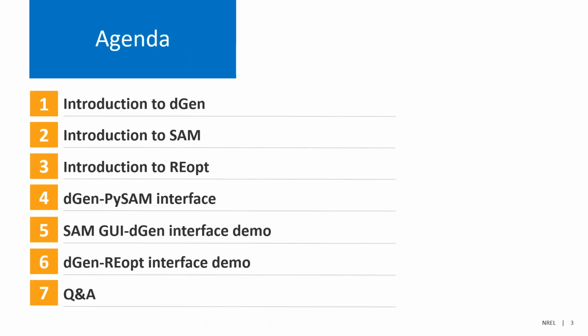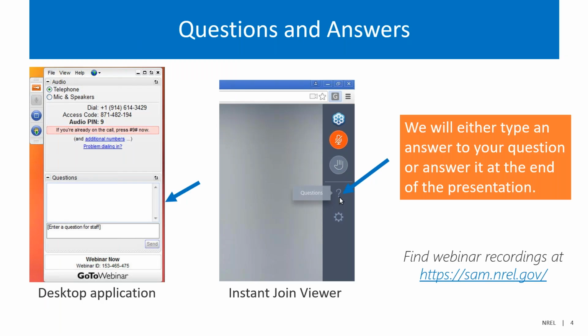Our agenda for today will introduce all three of these models, and then talk about the existing dGen and PySAM interface, and then talk about our two new implementations for this work, an interface that links the SAM GUI with dGen, and an interface that links dGen and ReOpt, and then we'll have time for questions at the end. So feel free to type your questions in the chat whenever you have them, but we will wait until the end to answer them. As far as Q&A options, this slide demonstrates how to enter questions depending on which interface you're using, the desktop application or the web instant join viewer.